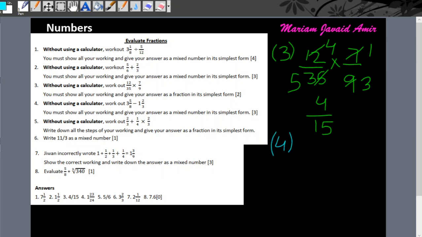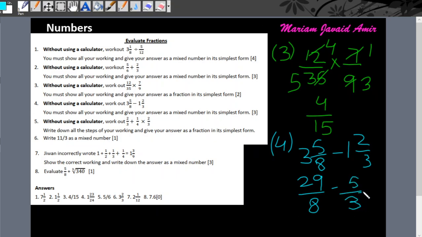Question 4. Without using a calculator, work out 3 whole 5 by 8 minus 1 whole 2 by 3. So again change the mixed form into improper fractions. 8 threes are 24, 24 plus 5 is 29 over 8, minus 3 ones are 3 plus 2 is 5, 5 over 3. Take LCM first, which would be 24. Then 3 times 29 would be 87 minus 40. 87 minus 40 gives us 47, so we're getting 47 over 24.